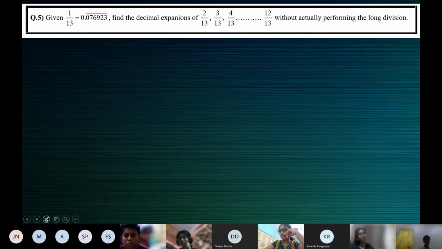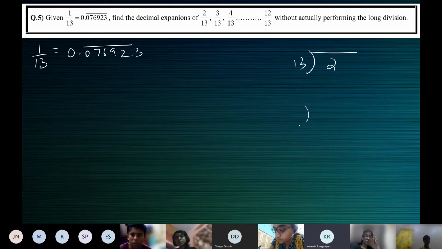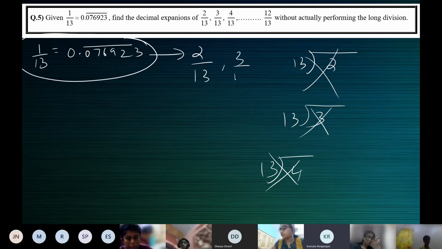So now this is different. Listen carefully. Given 1 by 13 is equal to 0.076923 recurring. This is given to you. So given this value of 1 by 13, find the decimal expansions of 2 by 13, 3 by 13, 4 by 13, so on up to 12 by 13 without actually performing the long division. They don't want you to divide like this 2 by 13, then 3 by 13, then 4 by 13. Using this value, they want you to compute 2 by 13, 3 by 13, and so on without performing the long division.